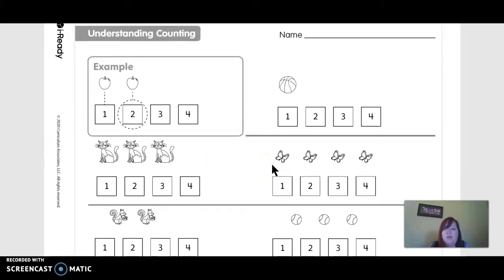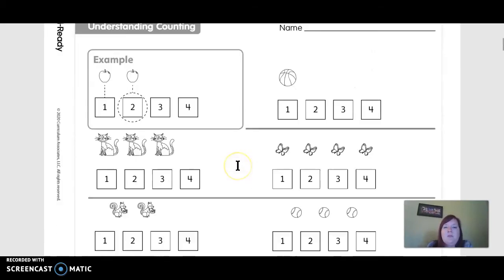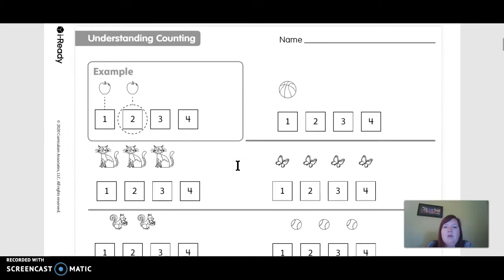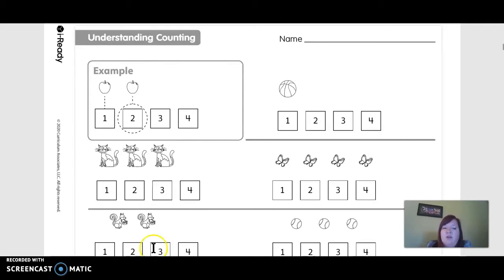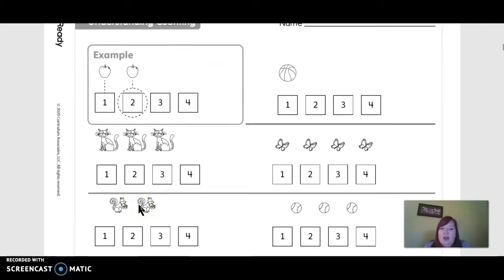So you should have received a math packet. So I want you to turn to this page. Now, this is a lot of review. This is stuff that we worked on at the beginning of the school year. So I want you to go ahead and do this page by yourself.